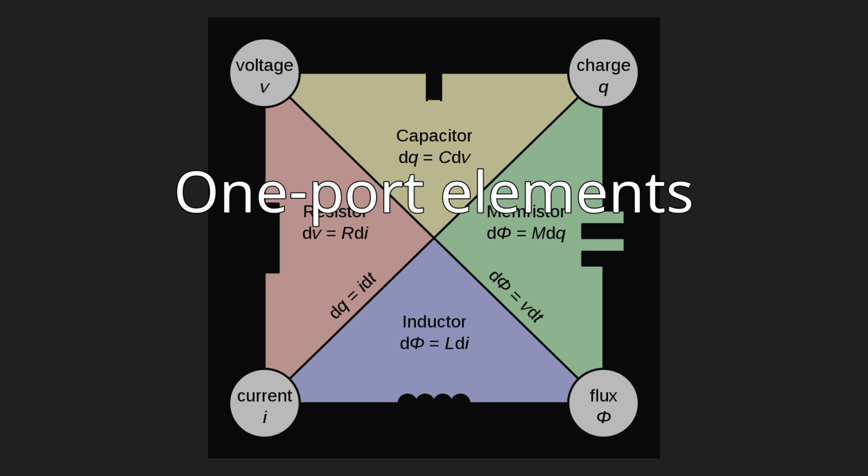One-port elements. Only 9 types of element, memristor not included, 5 passive and 4 active, are required to model any electrical component or circuit. Each element is defined by a relation between the state variables of the network: current, I, voltage, V, charge, Q, and magnetic flux, phi. Two sources.